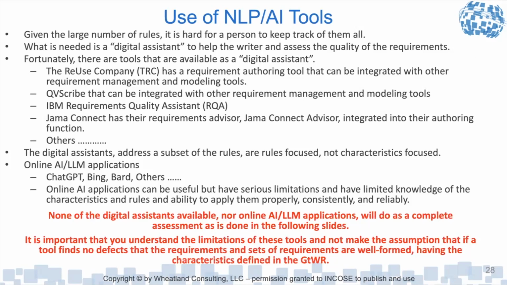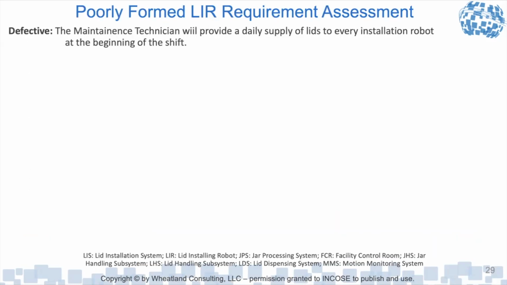None of the digital systems available or the online AI applications will do the complete assessment that is done in the following slides. It's important that you understand the limitations of these tools and not make the assumption that if the tool finds no defects, the requirement sets are well formed, having the characteristics defined. So the first defective requirement: the maintenance technician will provide a daily supply of lids to every installation robot at the beginning of the shift.